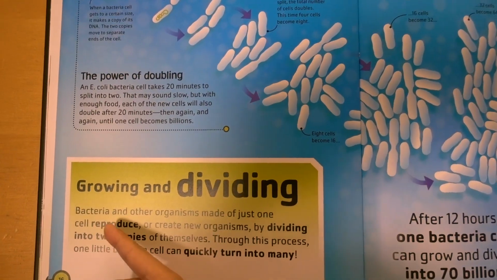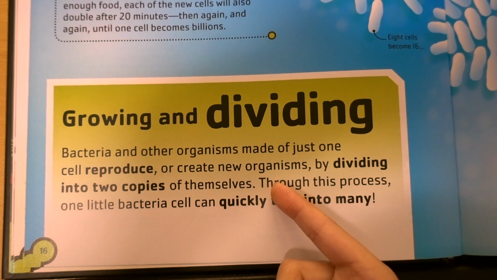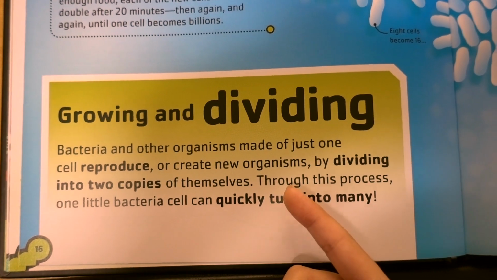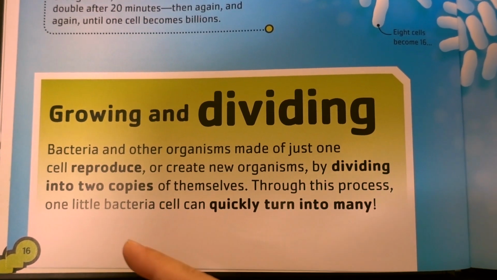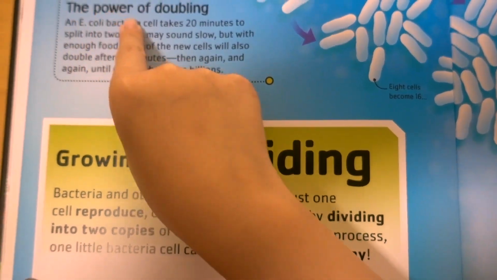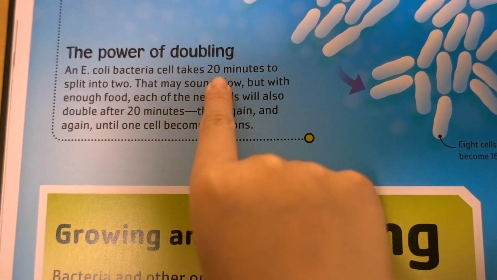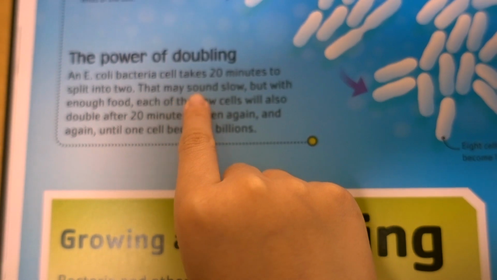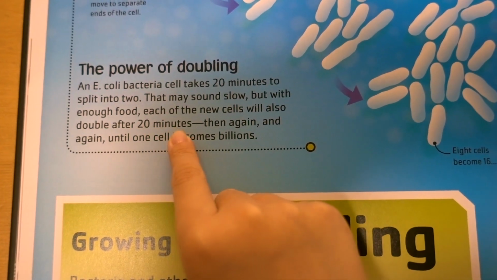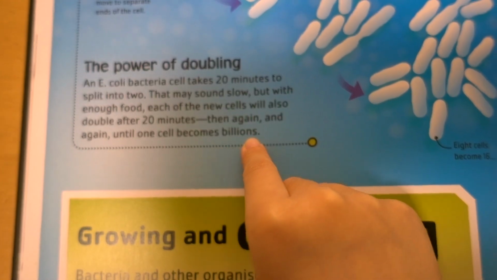Growing and dividing. Bacteria and other organisms made of just one cell reproduce or create new organisms by dividing into two copies of themselves. Through this process, one little bacteria cell can quickly turn into many. The power of doubling. An E. coli bacteria cell takes 20 minutes to split into two. That may sound slow, but with enough food, each of the new cells will also double after 20 minutes, then again and again until one cell becomes billions.